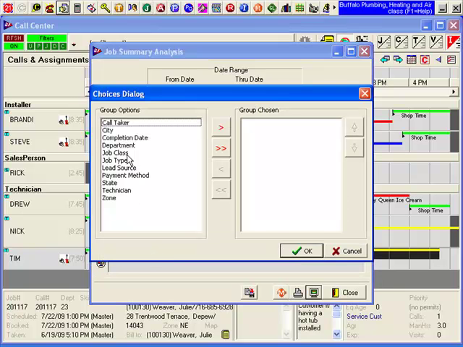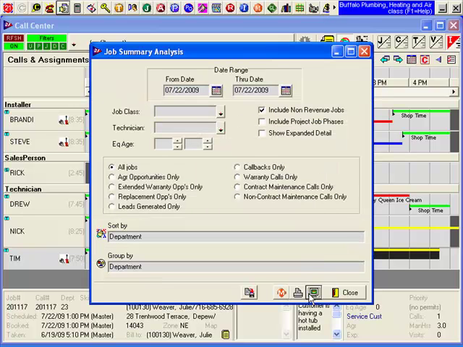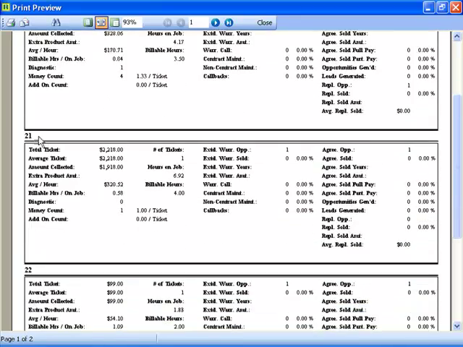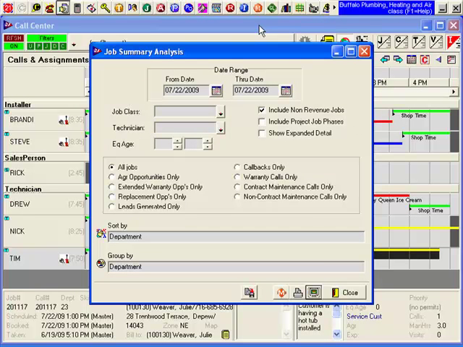And if I want to look at this information, let's say by technician or by department, I can group my report to see that information as well. Again, gathering the information is one thing. Being able to show it and use it to manage your business is another.